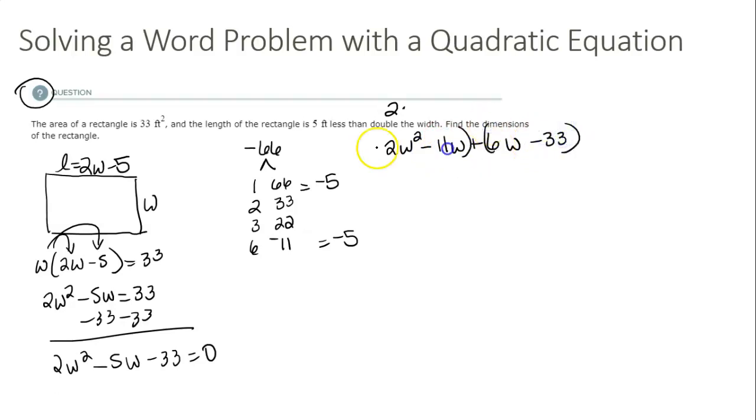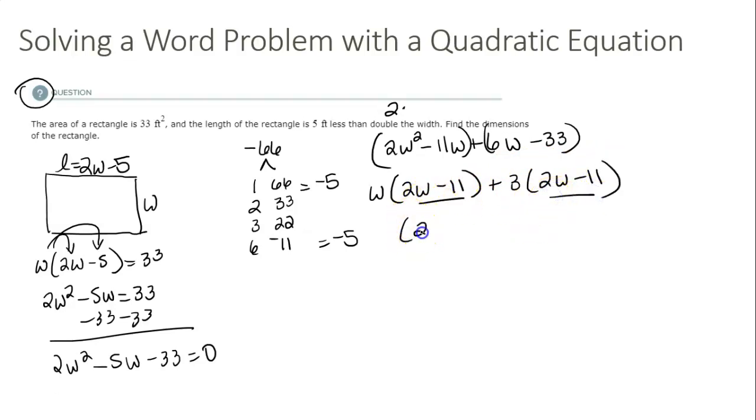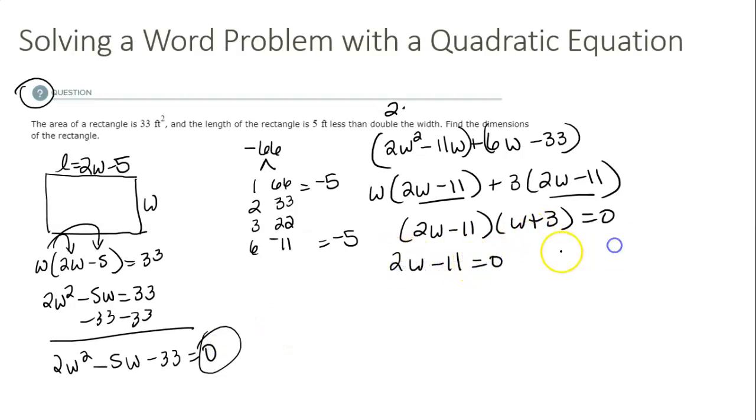We're going to factor in two groups. The GCF of the first group is w, so that's 2w minus 11. The GCF of the second group is 3, so that's 2w minus 11 when I divide. These match as they should. So we have 2w minus 11 times w plus 3, and we made that equal to 0 at the beginning so that we could use our zero product property. Now we use our zero product property.